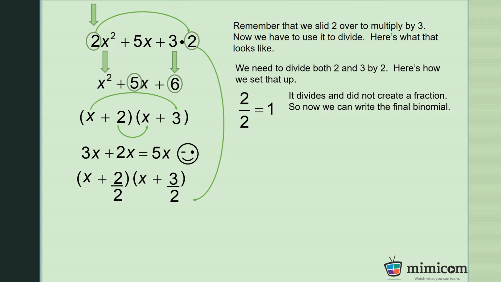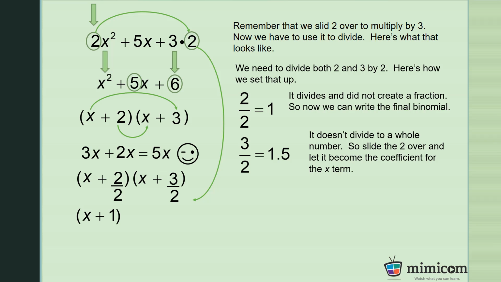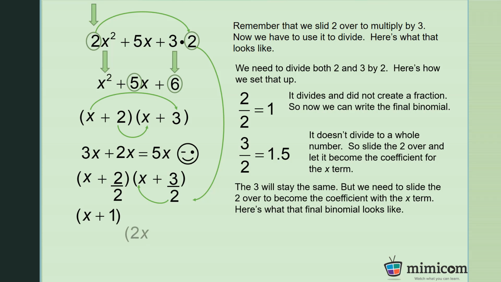So now we can write the final binomial. We have our x plus, and again 2 divided by 2 is 1. So our first binomial is x plus 1. 3 divided by 2 is 1.5, or 1 1/2. It doesn't divide to a whole number, so we're going to slide the 2 over and let it become the coefficient for the x term. In our next step, the 3 will stay the same, but we need to slide the 2 over to become the coefficient with the x term. We have 2x plus 3. Here's what that binomial looks like now.